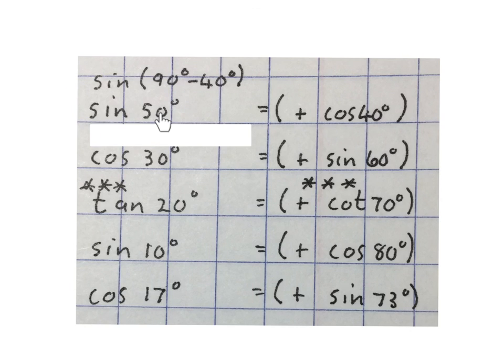So sine of 50 is the sine of 90 minus 40 degrees. So you can just write, if you see a sine 50, you can just say it's equal to plus cos 40 degrees. If you get a cos 30 degrees, you can say cos 30 is the same as cos 90 minus 60. And that means I can rewrite cos 30 as plus sine 60 degrees. That will work on all co-functions. So tan of 20 degrees is equal to plus cotan of 70 degrees. Sine of 10 degrees is plus cos of 80 degrees. And cos of 17 degrees is plus sine of 73 degrees. These are all in the first quadrant. That's why the signs will be positive.